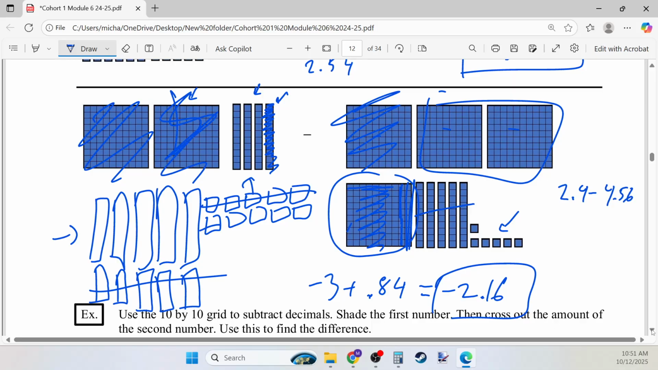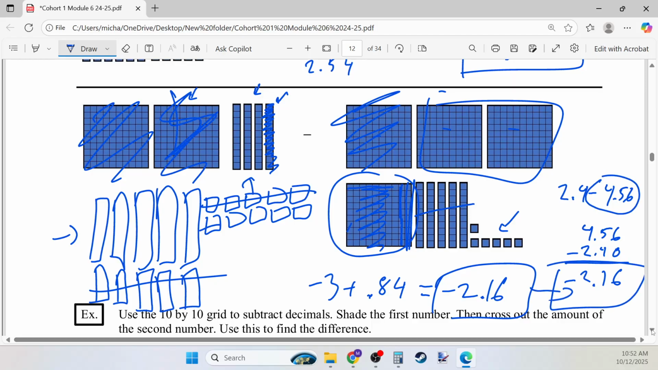4.56. Take the bigger number we put on top, and we subtract the smaller number from it, putting a 0 in as a placeholder where we need to. 6 minus 0 is 6, 5 minus 4 is 1, 4 minus 2 is 2. Put a dot, and since the bigger number was negative, my answer is also negative. Negative 2.16.